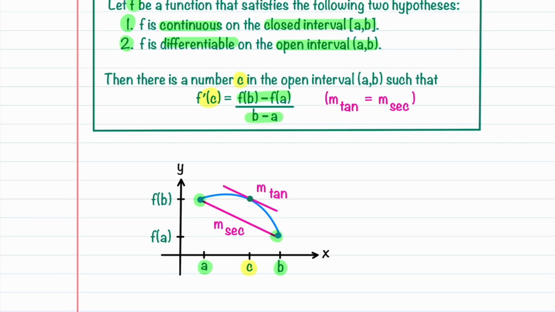You might recognize that. That is equal to the slope of the secant line. So what the mean value theorem tells us is that at some point c, the slope of the tangent line, that's right here, is equal to the slope of the secant line. That's the same thing as saying that the instantaneous rate of change is equal to the average rate of change.